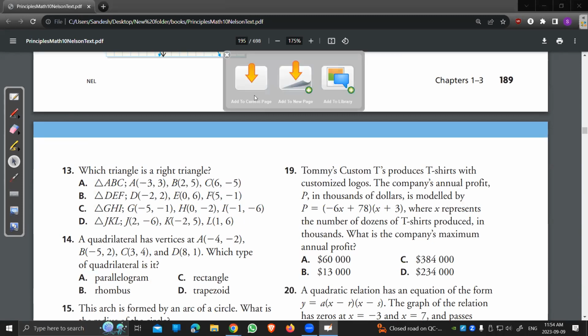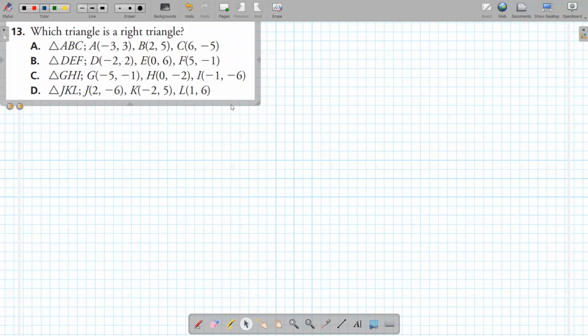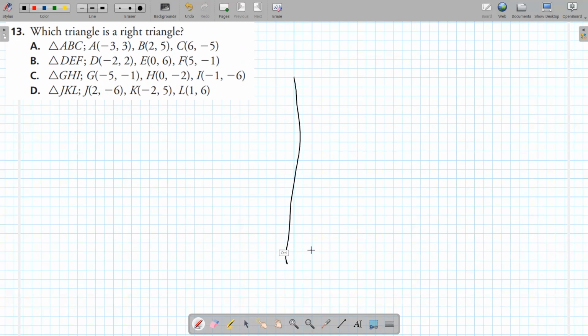This is another annoying question. It says, which triangle is a right triangle? It's a horrible straight line. I'm just gonna graph them.